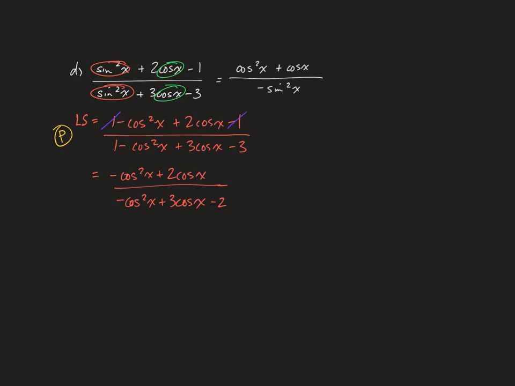Now, for a lot of us, if we take a look on the top, we can now deal with the fact that we have this negative cos squared and a positive 2cos x. I have two terms. They both have a cos x in it. Then what I can do is I can factor that out, and perhaps I factor out a negative cos x. That would leave me with a cos x from the first term and a negative 2 from the second term. Now in the denominator, I have three terms.